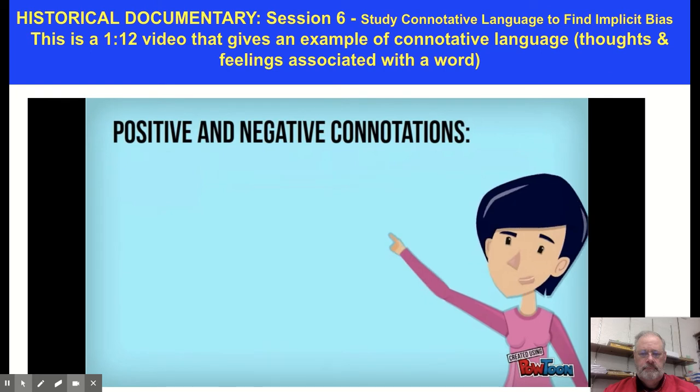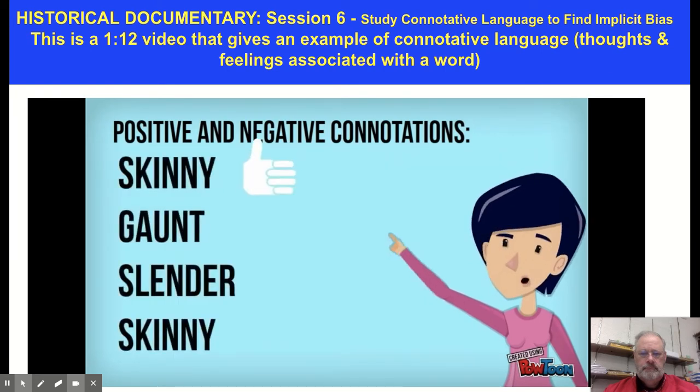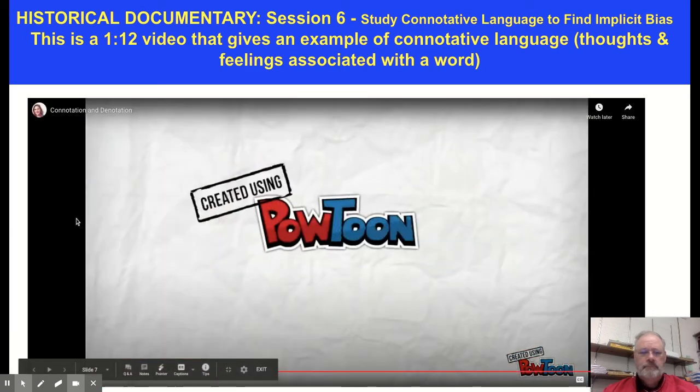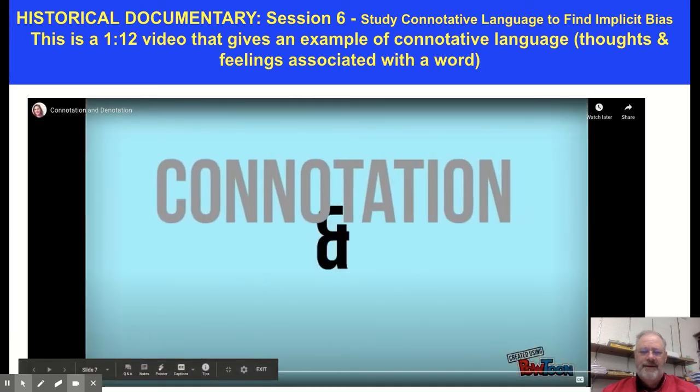Words have positive and negative connotations. The word skinny is more positive than gaunt, but the word slender is more positive than skinny. Words evoke meaning depending on how they are used in a sentence. Created using Powtoon.